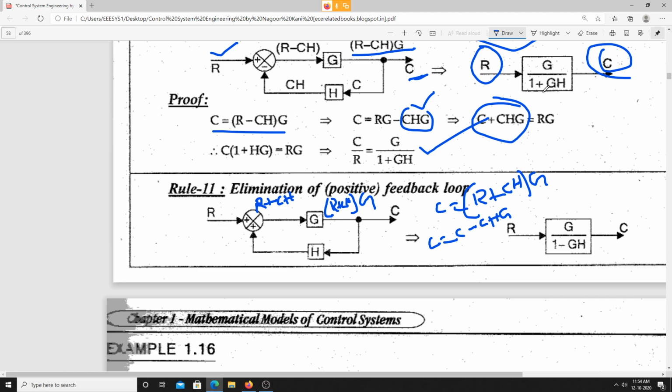Is it clear? So sir, one second. C minus CHG equals, finally what we are having, RG. This is the thing what we are having final from the mathematical analysis. Now what I require is C by R. So C by R is nothing but G by 1 minus GH. This is the thing what I get. Is it clear? Now it's okay? Fine.